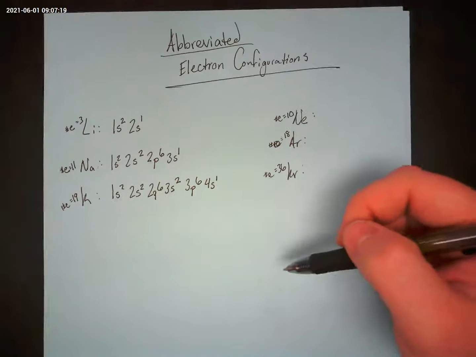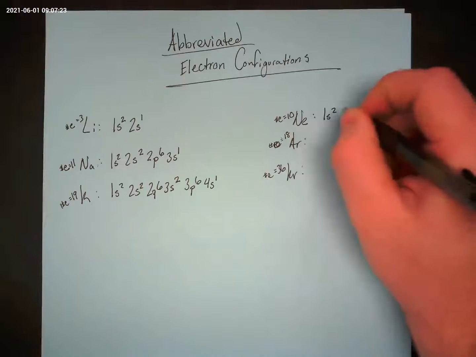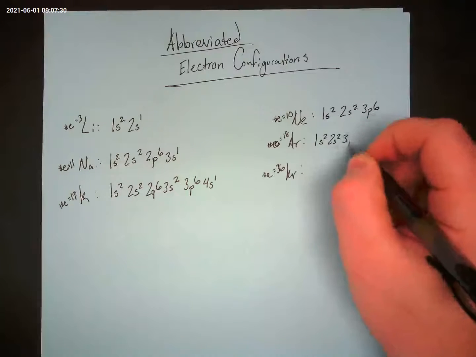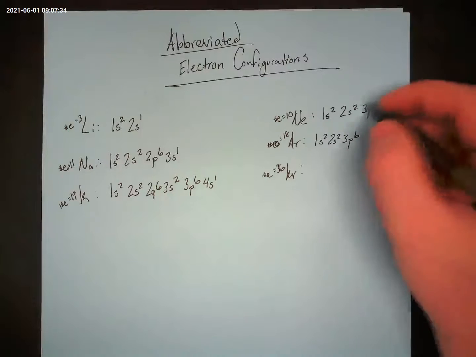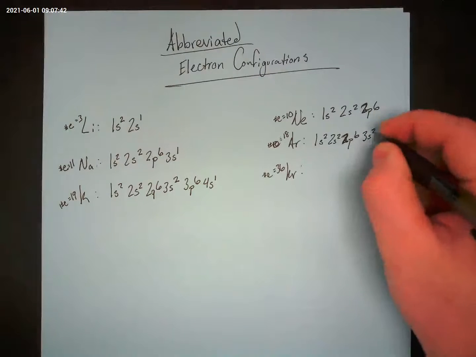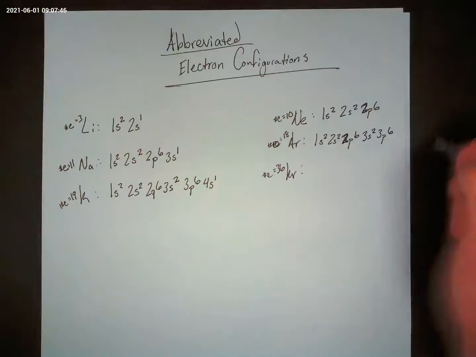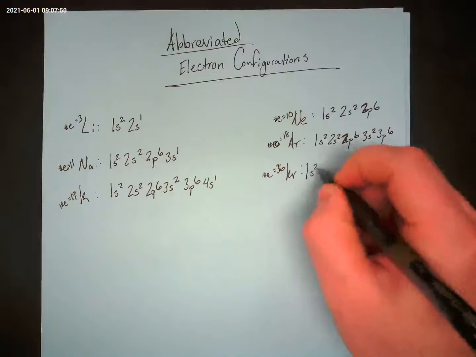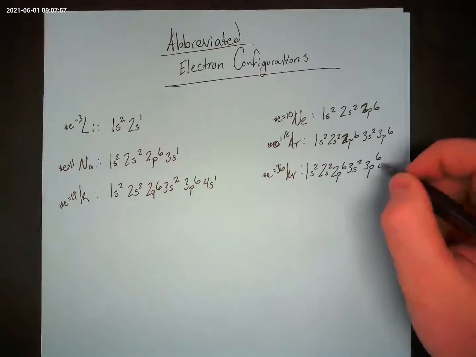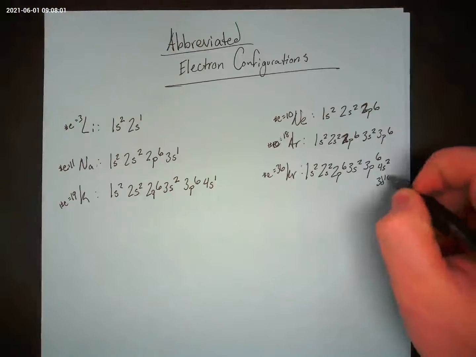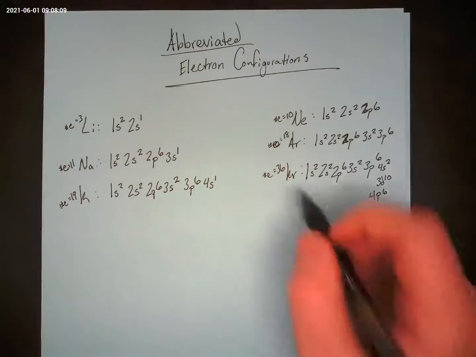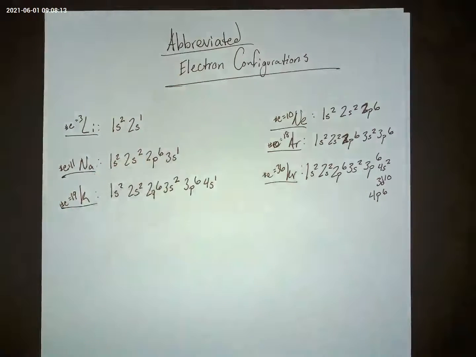Now I want to take a quick peek at neon. Neon is 1s2, 2s2, 2p6. Argon is 1s2, 2s2, 2p6, 3s2, 3p6. Just to make sure, that's 18. And then krypton: 1s2, 2s2, 2p6, 3s2, 3p6, 4s2, 3d10, and then 4p6.